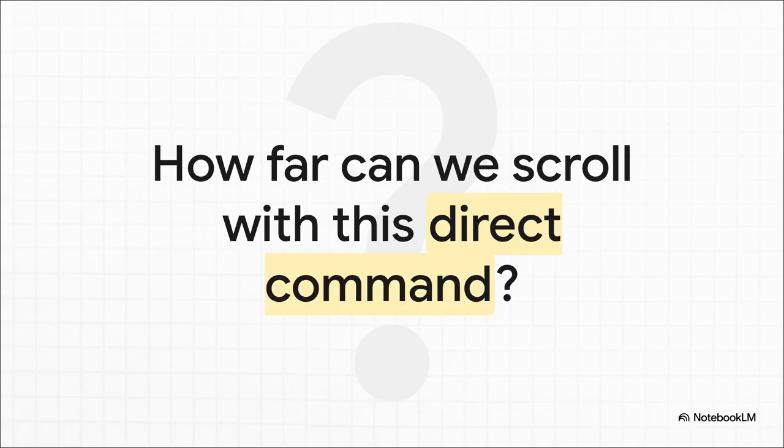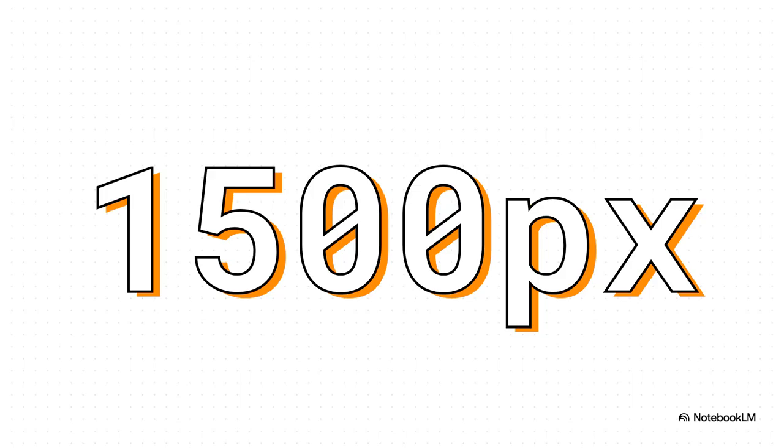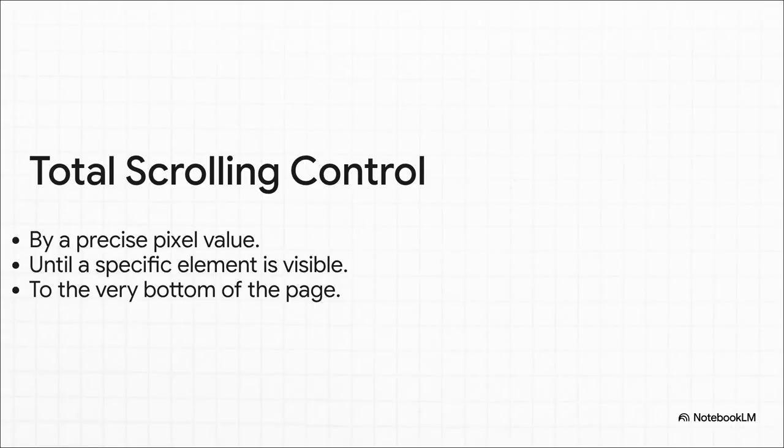So just how much control do we get? We can get incredibly precise. I mean, we can literally tell the browser, hey, scroll down exactly 1,500 pixels from the top, and it will do it. Pixel perfect every time. And that control goes way beyond just picking a number. You can tell it to scroll by a specific pixel value, like we just saw. You can also tell it to keep scrolling until some element way down the page finally comes into view. Or you can just say, you know what, just take me all the way to the bottom. It gives engineers total command.